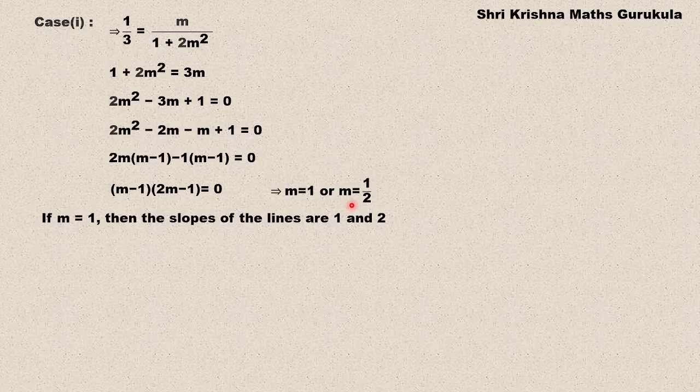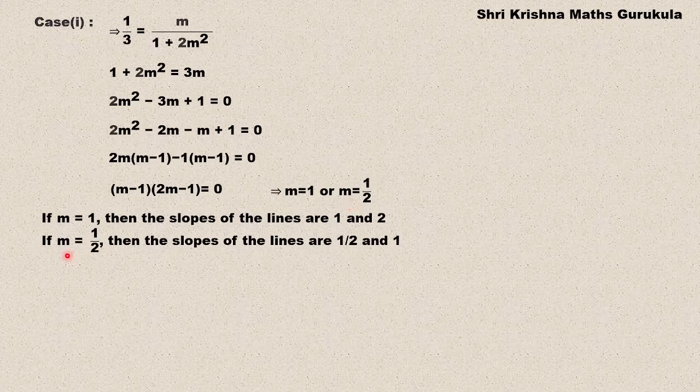Now if m happens to be half, that is, the slope of the first line happens to be half, then the slope of the second line has to be 2m, correct? So 2m is 1. Double, no? Slope of one line is double the other. So then the pair of lines can have the slopes as half and 1. You understood now? So there are two such pairs possible in case 1 only.